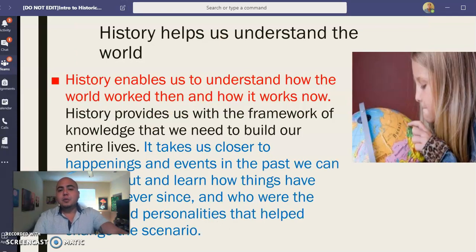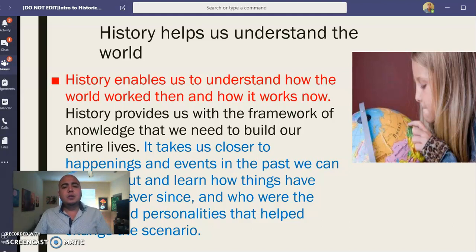History helps us understand the world. And I emphasize that in red. History enables us to understand how the world worked then and how it works now. For example, how did we end up having all this amazing technology we have today? Or why is it that certain cultures clash with each other? History provides us with the framework of knowledge that we need to build our entire lives.